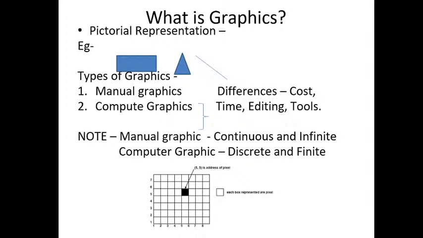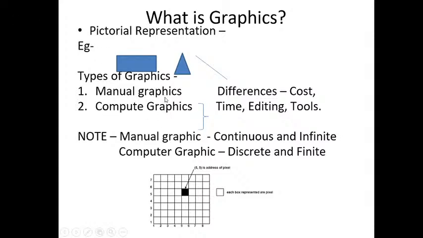If you want to classify graphics, a graphic in the simplest term is squares and triangles. Can you classify graphics further? What are the types of graphics? One way of looking at it is that a graphic can be manual, or a graphic can be computer generated. Our realm of study is going to be computer graphics.